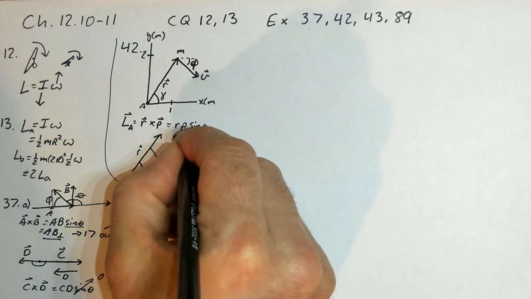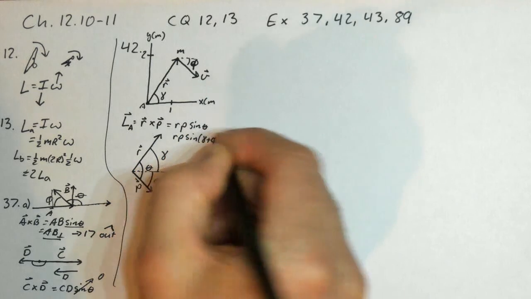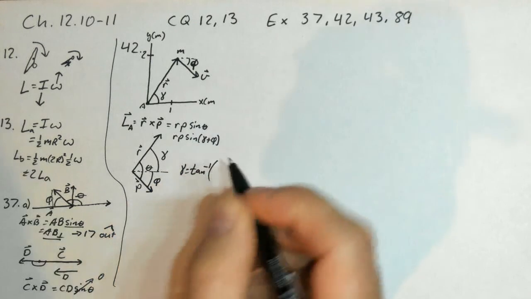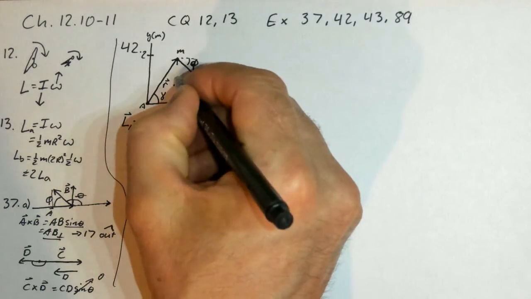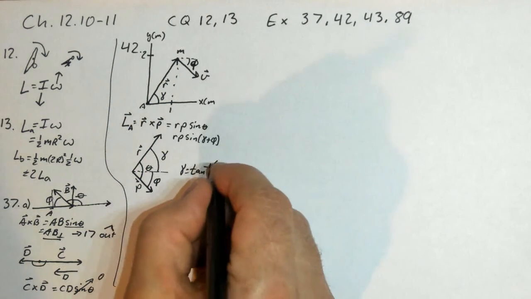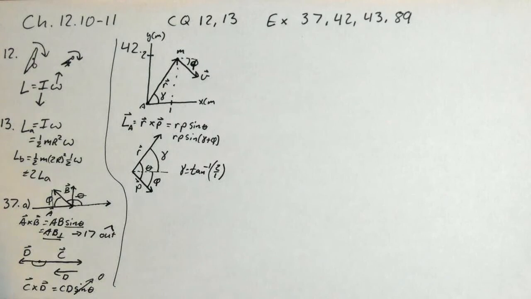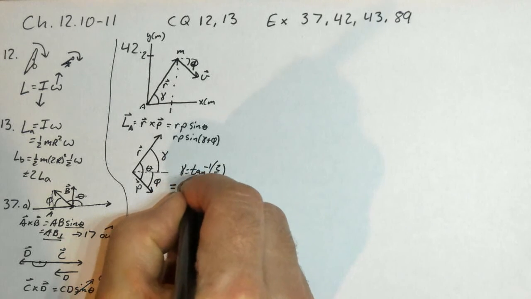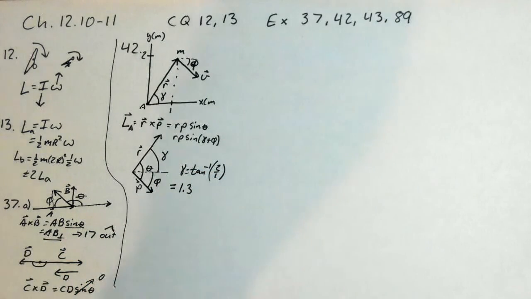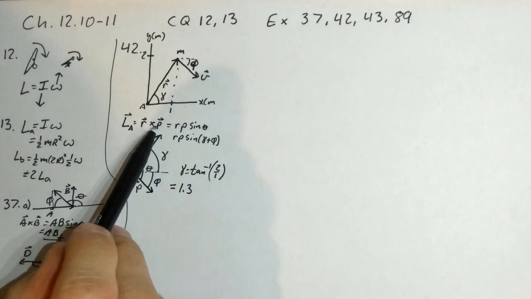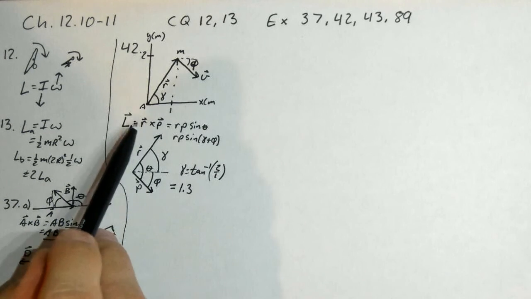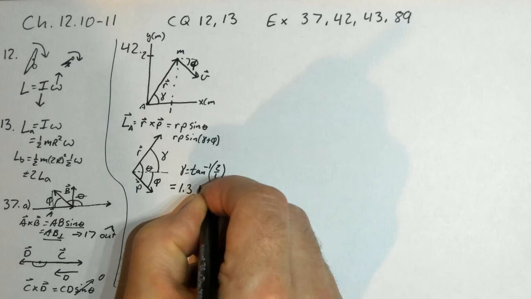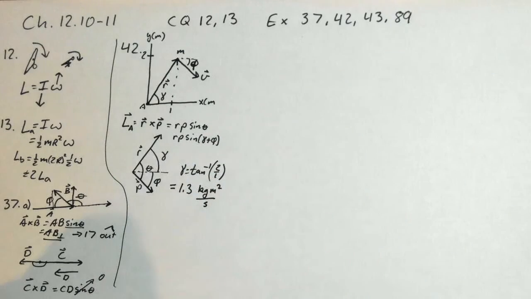So this is RP sine of gamma plus phi, and gamma is going to be inverse tangent of opposite, which is length 2, over adjacent, which is length 1, so 2 over 1. And so now I can solve for L. Plugging all of that in, you get L equals 1.3. Now, here's an interesting thing about units. What is L? Well, momentum is kilograms meters per second, and position is meters. So the units for angular momentum are kilograms meters squared per second.